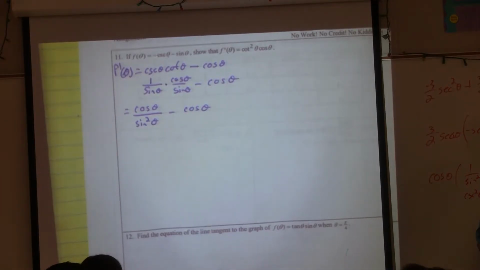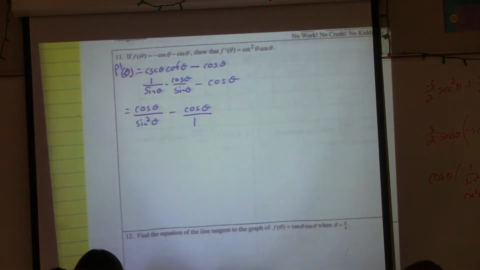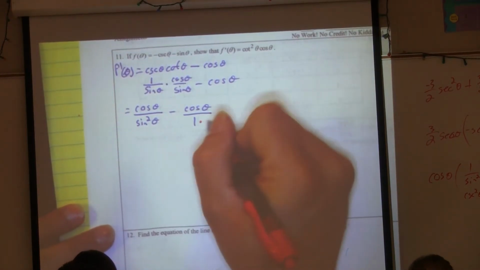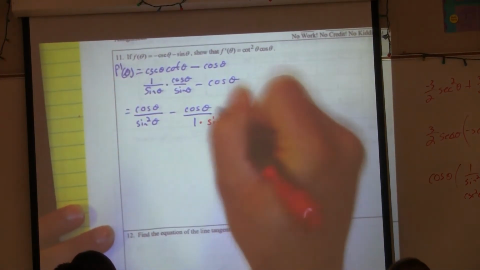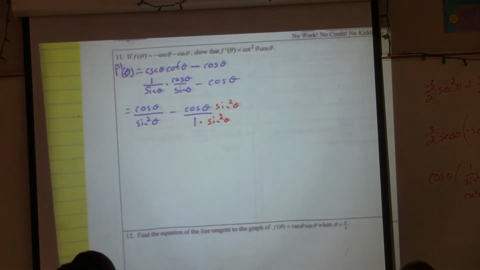What would I have to do? Take out a cosine? Combine them? Get a common denominator? We could take out a cosine. I guess we could do it both ways. Let's do it this way first. So combine them so the common denominator would be what? So I need to multiply the top and the bottom by sine squared, right?